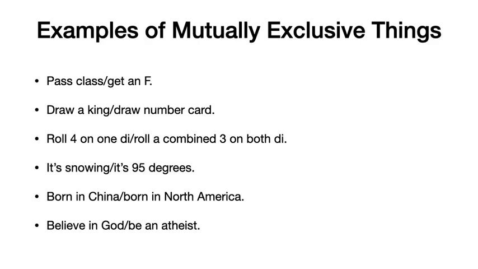If I'm rolling 2 dice, if I roll a 4 on one, then I can't roll a combined total of 3 on both, right? Because whatever comes up on the second one, it's going to be higher than 3 because I've already rolled a 4. It's snowing outside, it's 95 degrees, right? It is, as far as I know, physically impossible for it to be that hot and for it to snow, right? Even if it were snowing higher up and it hits air that's that hot, it's going to melt. It's going to turn to rain, right?